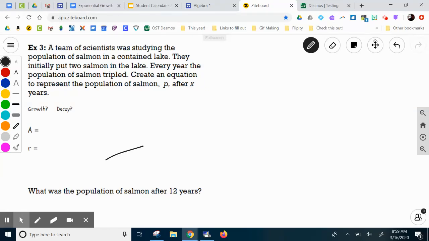So a team of scientists was studying the population of salmon in a contaminated lake. They initially put 2 salmon in the lake, and every year the population of salmon tripled. Create an equation to represent the population of salmon, P, after X years.